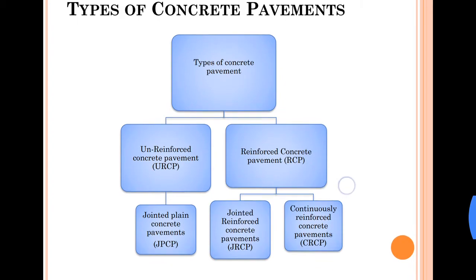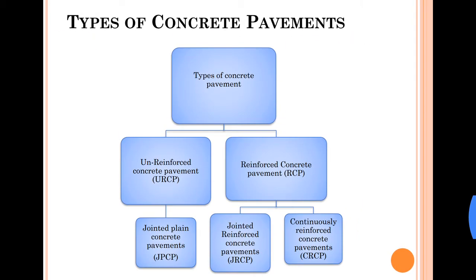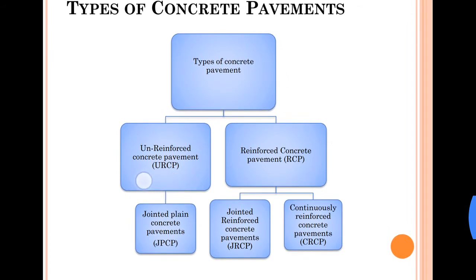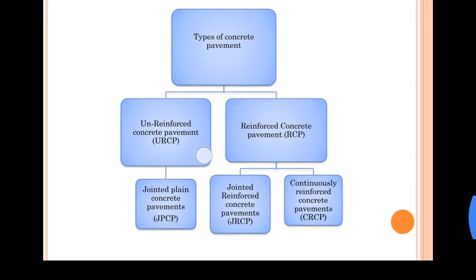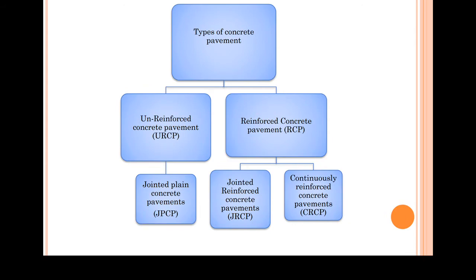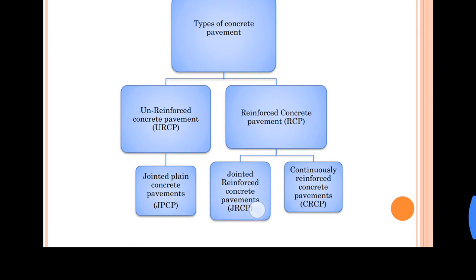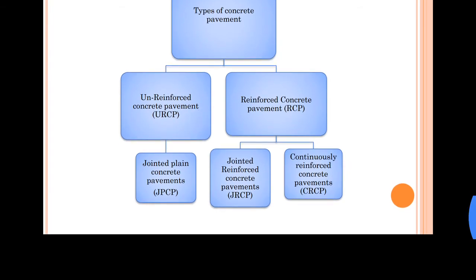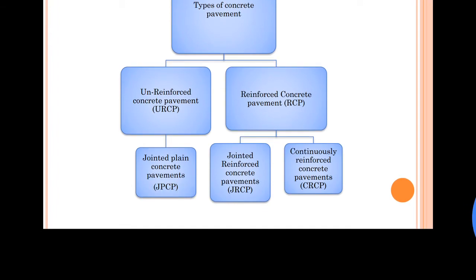Now, we'll just have a general idea about the different types of concrete pavements that can be used. Types of concrete pavements could be unreinforced concrete pavement, which does not have any tie bar or dowel bar or mesh or any other kind of reinforcement. Then we have reinforced concrete pavement, under which we have jointed reinforced concrete pavement and continuously reinforced concrete pavement. Then under unreinforced we have jointed plain cement concrete pavements.